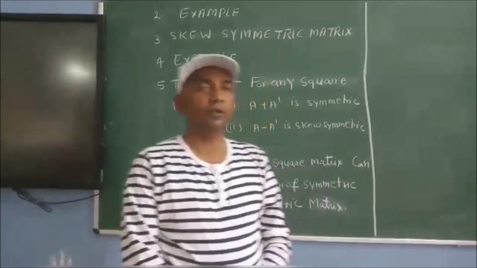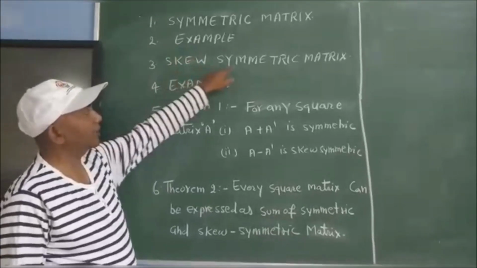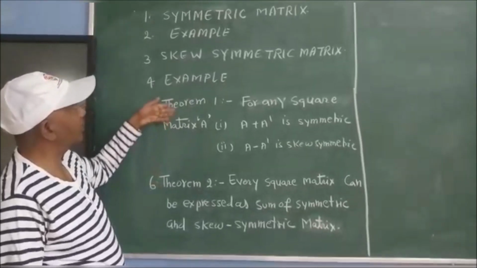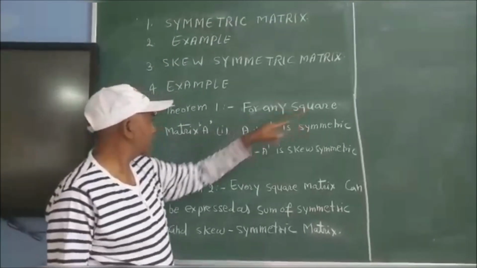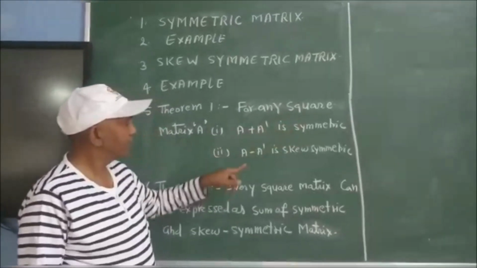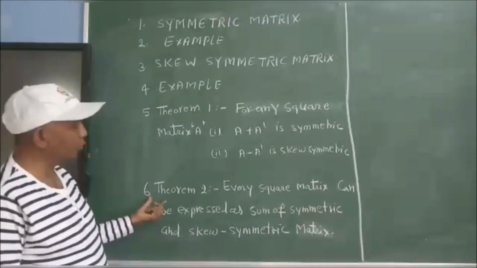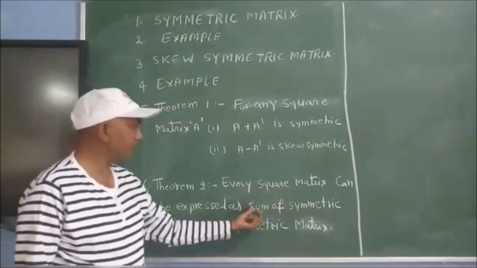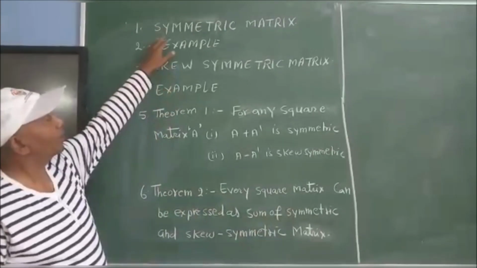Today my topic is symmetric matrix and its example, skew symmetric matrix and its example, and two important theorems of the symmetric and skew symmetric matrix. For any square matrix A, A plus A dash is symmetric. Second, A minus A dash is skew symmetric. And theorem number 2 is every square matrix can be expressed as the sum of a symmetric and a skew symmetric matrix. So come to our topic.